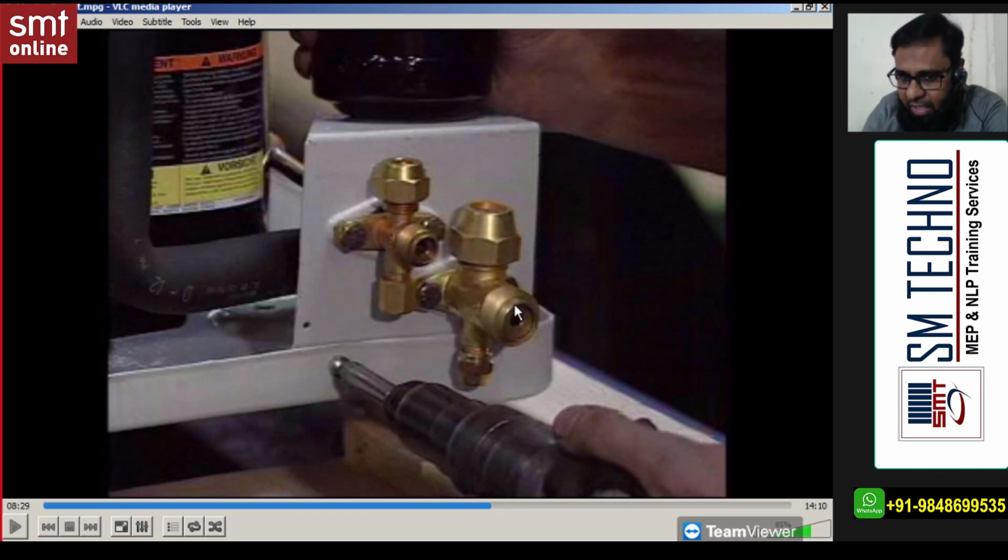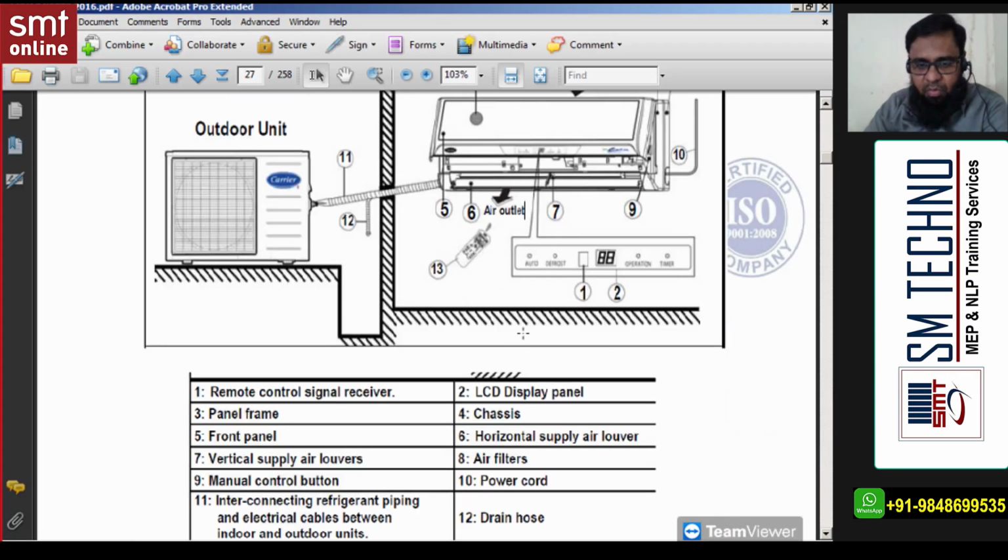So remember, the suction line diameter is always bigger than the liquid line. The smaller one is the liquid line, meaning the outdoor to indoor direction of flow, and the bigger line means indoor to outdoor. Why this difference? Because when the refrigerant changes phase from liquid to vapor, whenever a substance changes phase from liquid to vapor, the volume increases, no? For that reason the diameter is bigger. So remember, and you can update this point in the notes also.